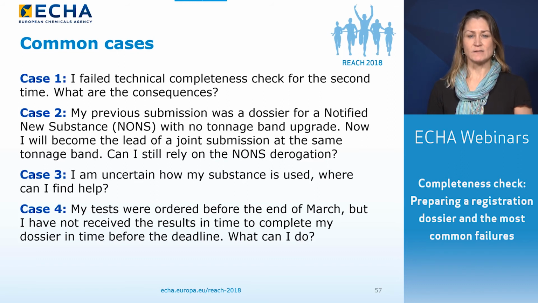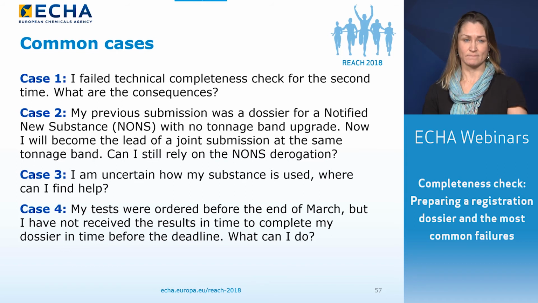The first one is about the second TCC failure, and the question here is, I failed technical completeness check for the second time. What are the consequences? Case number 2 is about NONS. My previous submission was a dossier for notified new substances, which is the NONS, with no tonnage band upgrade. Now I will become a lead of a joint submission at the same tonnage band. Can I still rely on the NONS derogation?